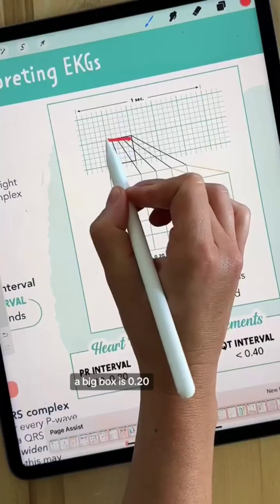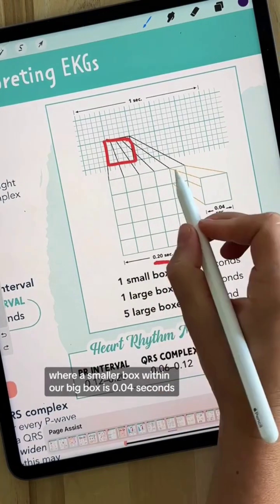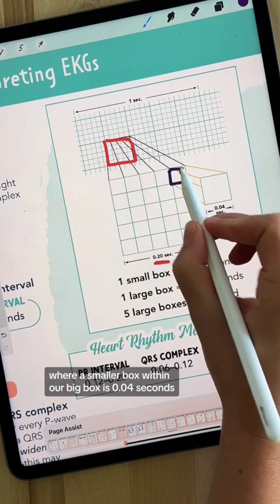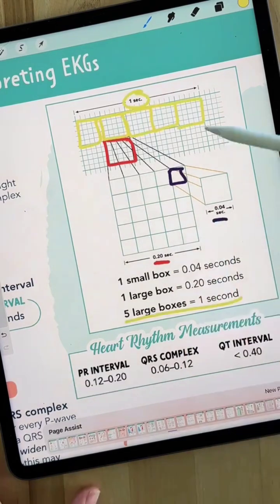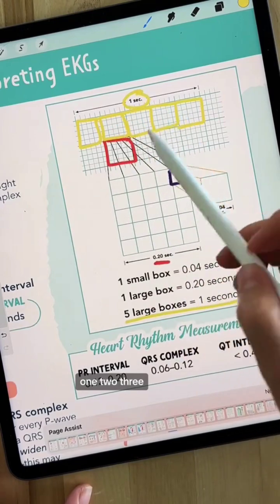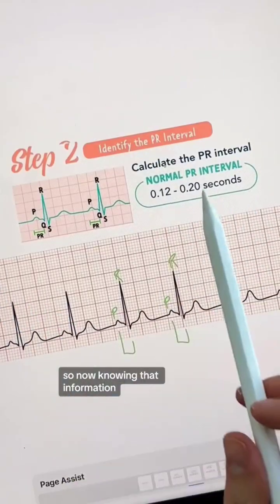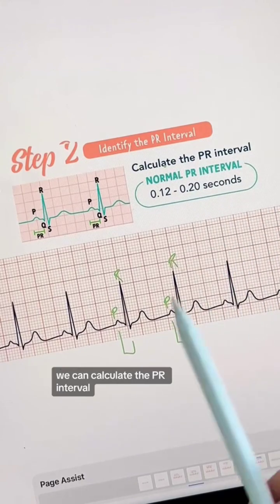Let me explain. A big box is 0.20 seconds, where a smaller box within our big box is 0.04 seconds. So 5 large boxes, 1, 2, 3, 4, and 5 equal 1 second. So now knowing that information, we can calculate the PR interval.